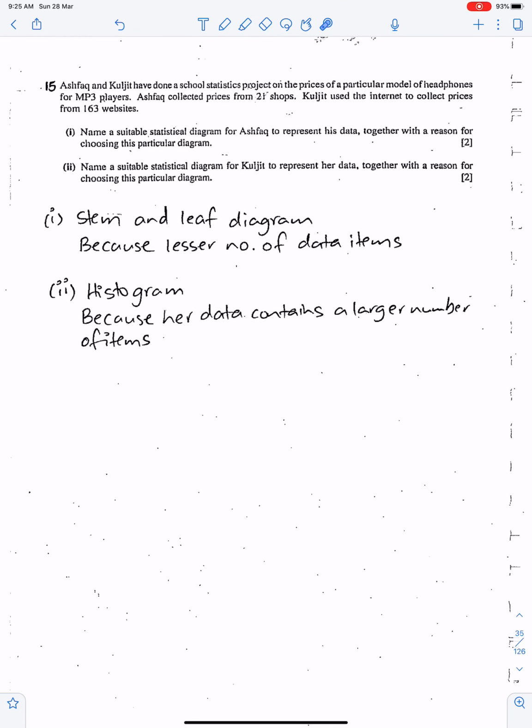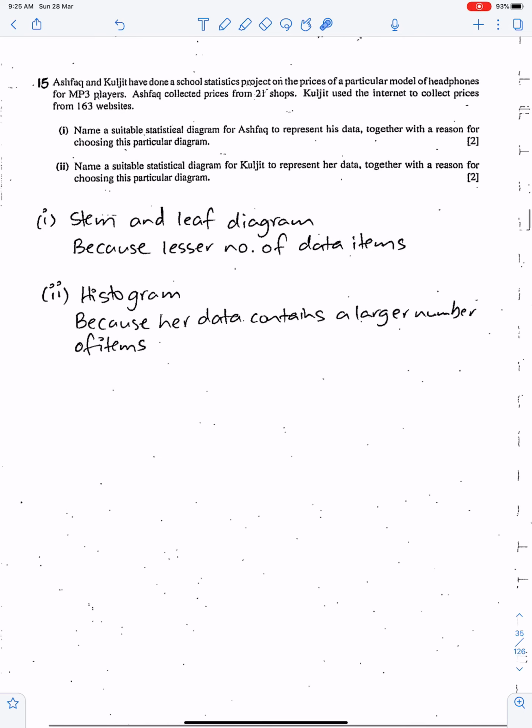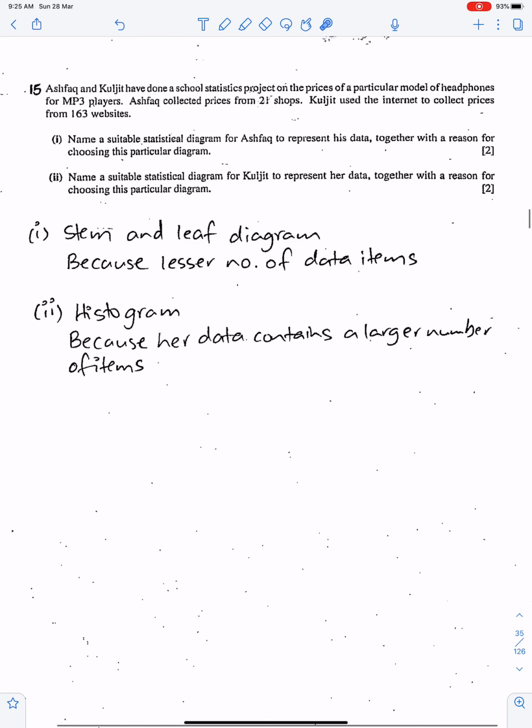Ashfaq and Kuljit have done a school statistics project on the prices of a particular model of headphones for MP3 players. Ashfaq collected prices from 21 shops. This data is small, so it would be considered as ungrouped data. Kuljit used the internet to collect prices from 160. This data is large, so it could be considered as grouped data.